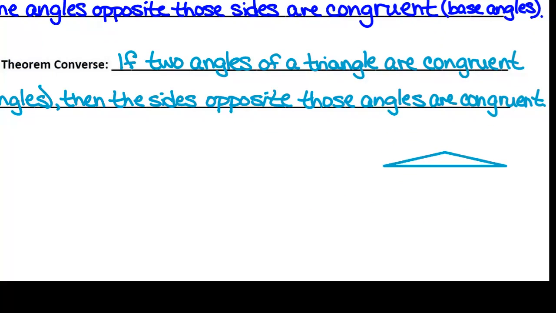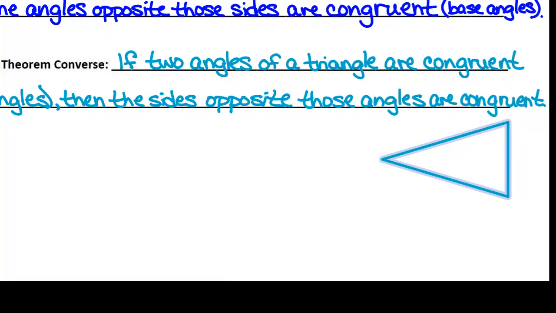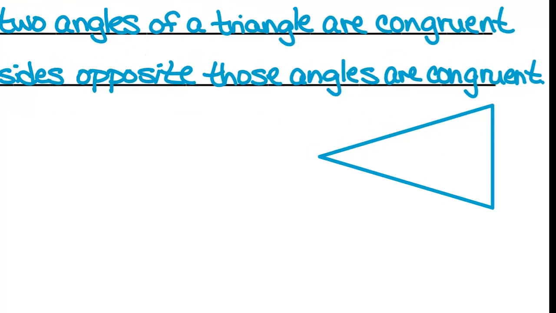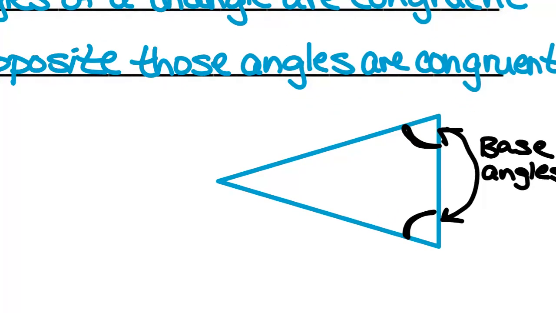So let's draw another picture. There's my triangle. If my base angles are congruent, in this case, this would be a base angle, and this would be a base angle. If my base angles are congruent, then the sides that are opposite those base angles are also congruent.